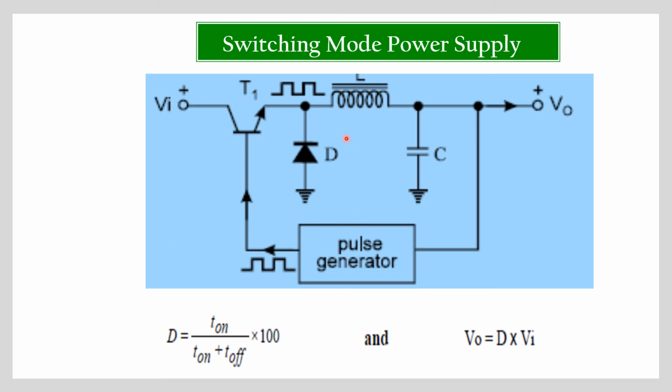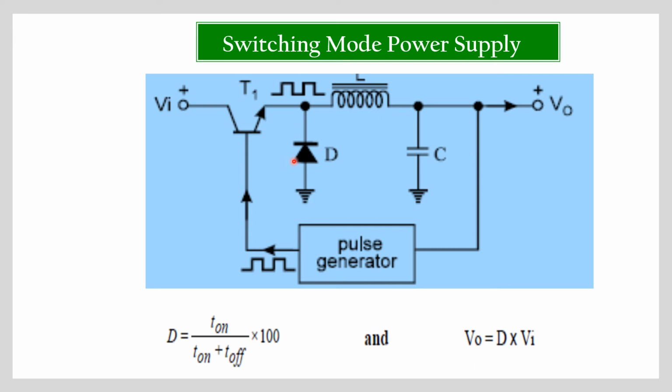So it consists of a series bypass transistor, a diode, an inductor that is the input filter, and a pulse generator. The series bypass transistor conducts only when the base is positive and is cut off when the base is negative. Here continuous pulses, a square wave, are coming. When the base becomes positive, the transistor will conduct, and when the base is negative, that is 0, it will cut off. Thus the transistor acts as a switch.